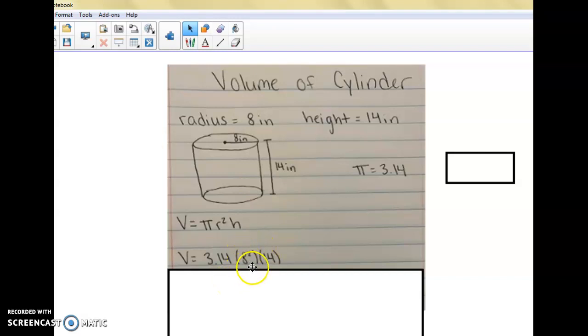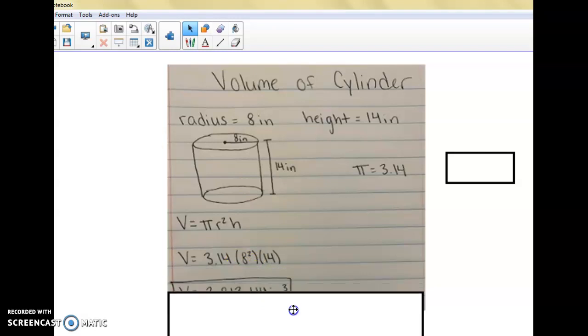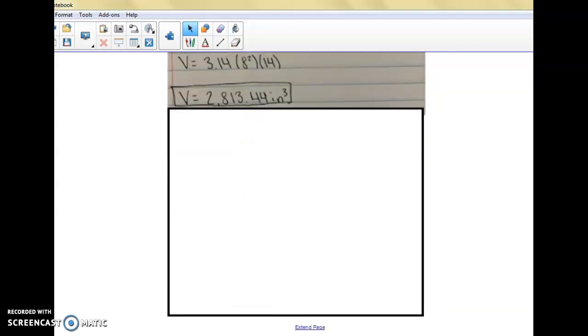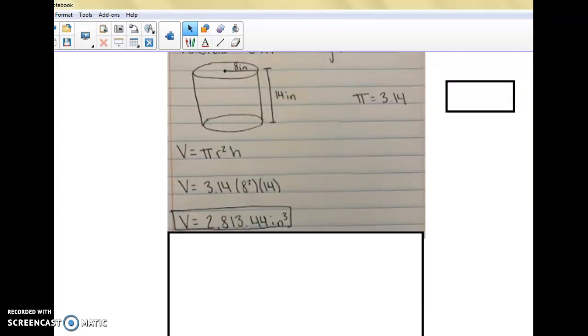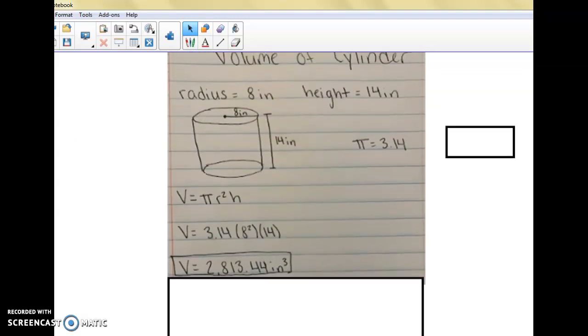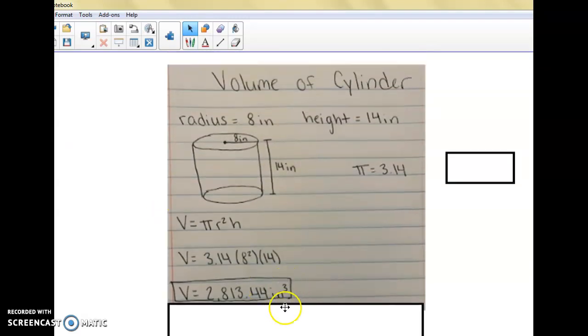From here, we can plug this all in and multiply it all together to find our final volume. Be careful that 8 is the only thing that is squared here. So when we multiply this all together, we get a total volume of 2,813.44 inches cubed, because volume always has a label that is cubed, so inches cubed. So again, this would be the same process for if you're just given the list, just given a picture, or explained the height and radius in a word problem.